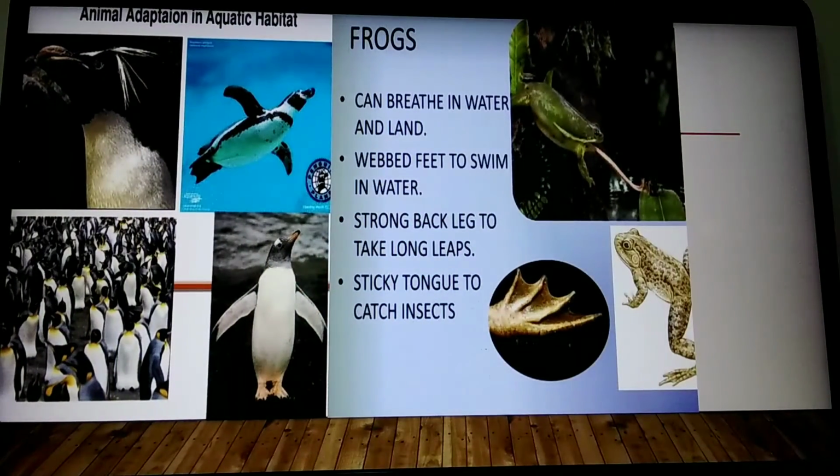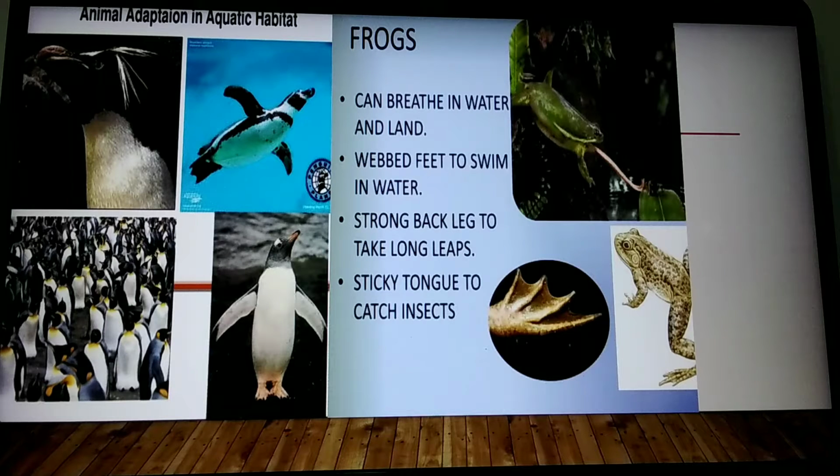Then animal adaptations in the aquatic region. These are the penguins. They will have strong webbed feet which help in swimming in the water, and they can breathe in the water and also on the land.